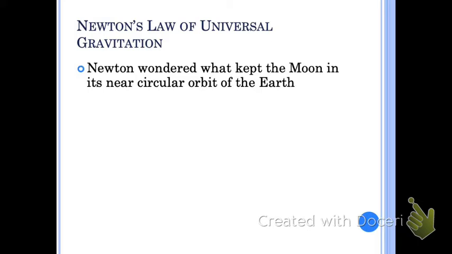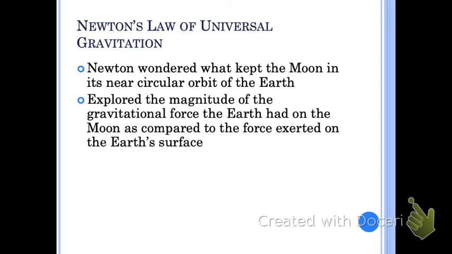Because the Earth's orbit around the sun is not particularly circular, right? It's more of an elliptical shape, kind of an oval shape. But the moon stays in this circular orbital path. He explored the magnitude of the gravitational force the Earth is exerting on the moon compared to the gravitational force exerted on the surface of the Earth. And he solved these ratios, and he did a lot of math and a lot of discovery about what these relationships and these ratios were, right? We're not going to dive into all the math he did in the discovery portion of this, but he came out with this conclusion that kind of defines the universal law of gravitation.